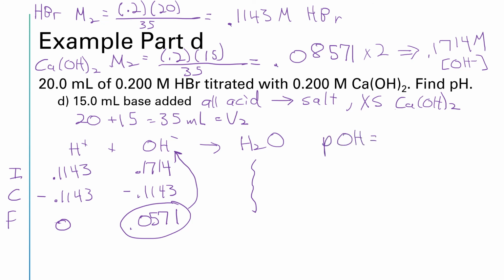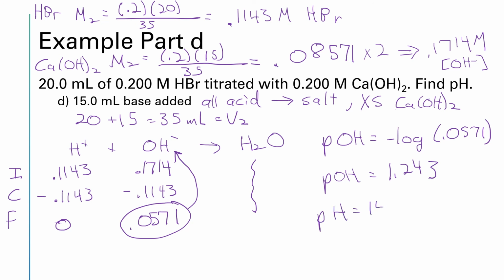So POH is minus log of 0.0571. So I'll take log and change the sign, and we get a POH is equal to 1.243. So the pH would be 14 minus 1.243, which will be 12.757. So after 15 mils of base have been added, we are at a pH of 12.757.